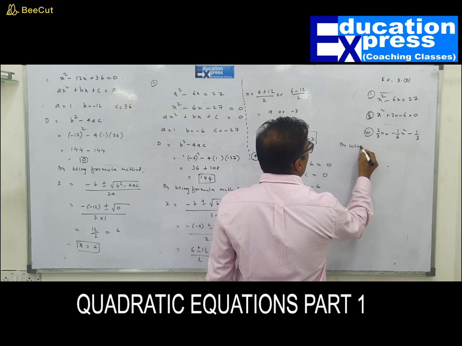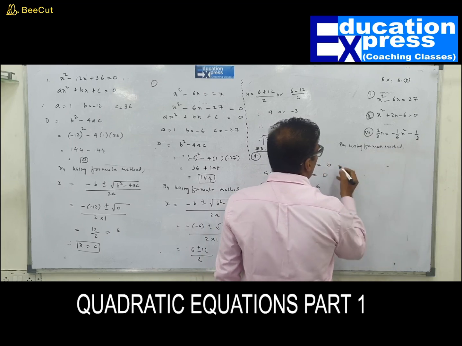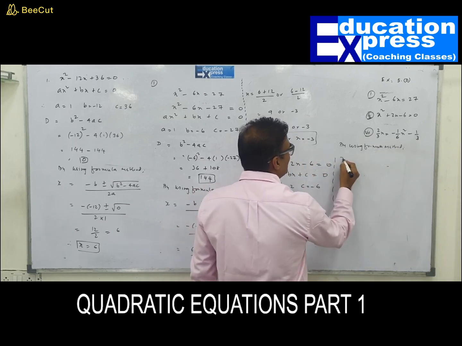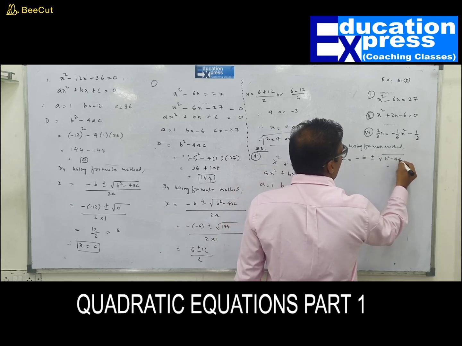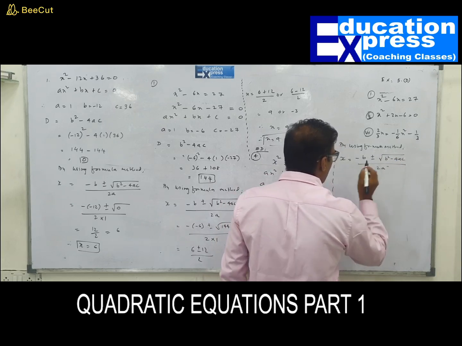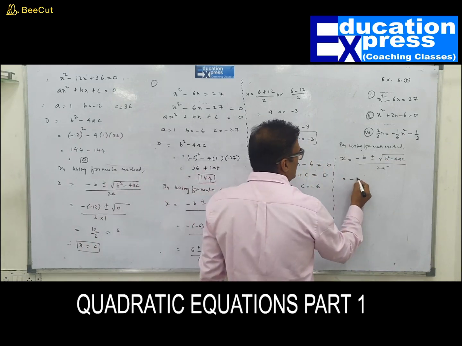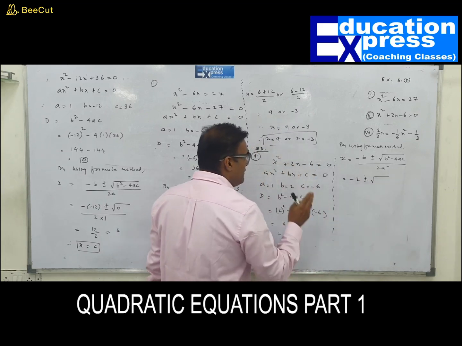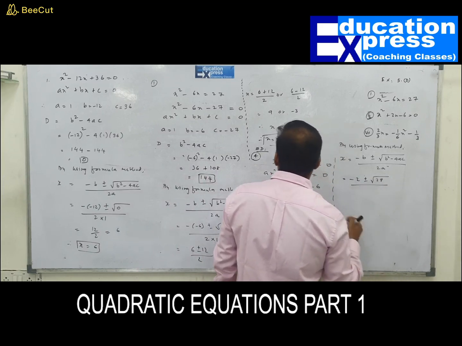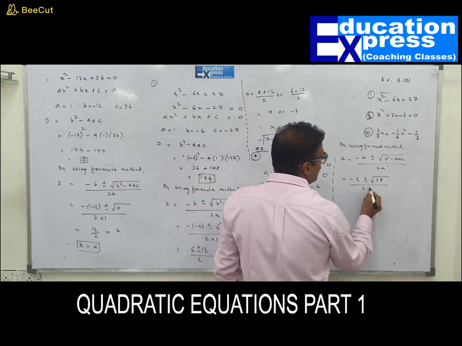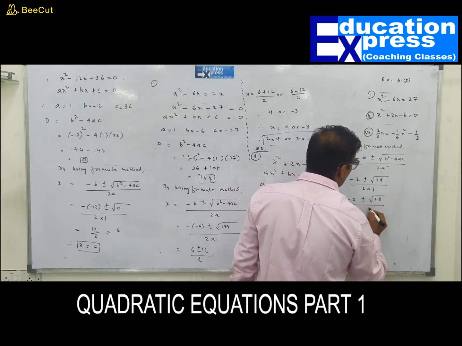After that, by using formula method, what we have to find? We have to find the value of x. X equals to minus b plus or minus square root of b square minus 4ac upon 2a. What is the value of b? Value of b is 2. Minus 2 plus minus, what is the value of b square minus 4ac? 28. 28, the whole upon 2 into 1. Minus 2 plus minus root 28 upon 2.